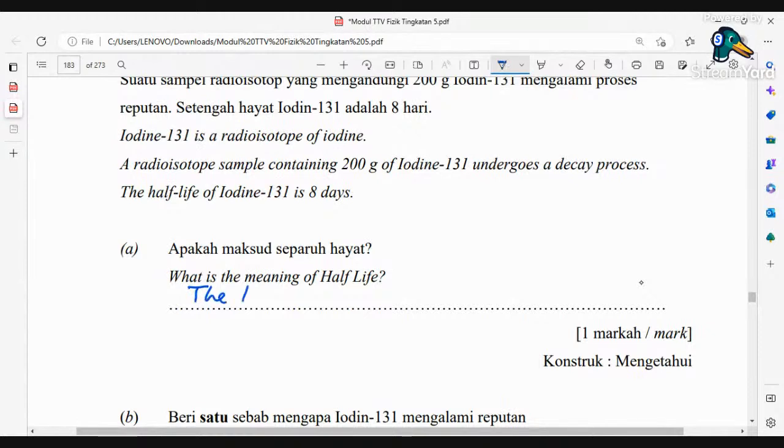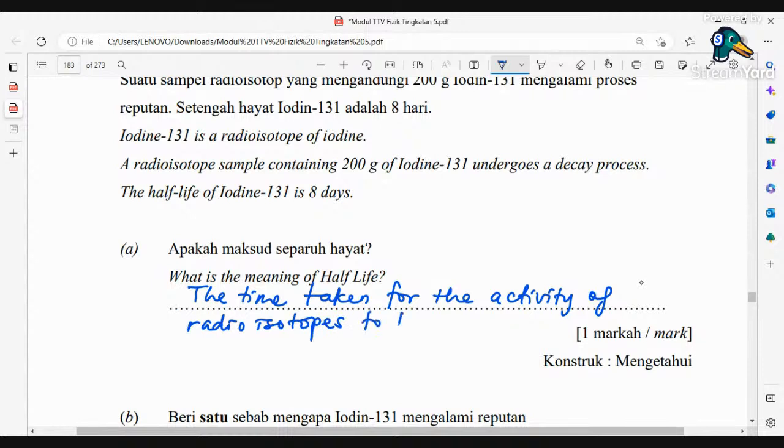Okay, the time taken for the activity of radioisotope to become half. Okay, masa diambil untuk aktiviti nukleus menjadi separuh daripada asal.